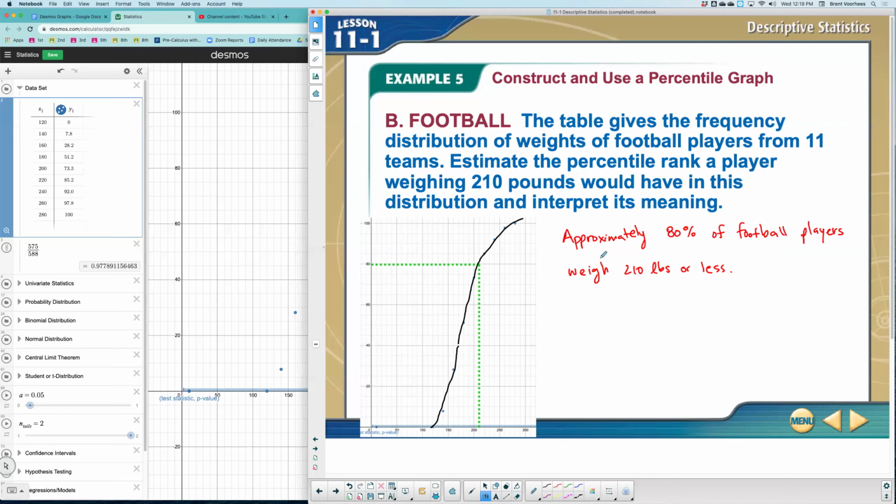I'm not sure if it's exactly 80. This looks like it might be slightly under 80. This is 70 here. Maybe it's something a little under 80. But either way, you can see the point of how you predict from here.